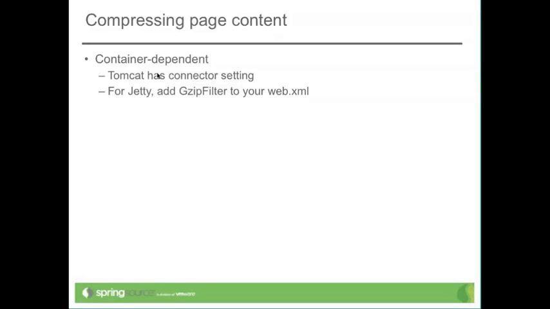So looking at the latency and bandwidth issue, to compress the page content, it does depend on which servlet container you're using. So whether you're using Tomcat, Jetty, or some other. Tomcat has a connector setting. You could configure this in its server.xml file. I'm going to show you on the next slide how to do it for the embedded Tomcat when you use grails run-app or grails run-war. I'll show you how you can configure page compression for that. For Jetty, you need to add a gzip servlet filter to your web.xml file.